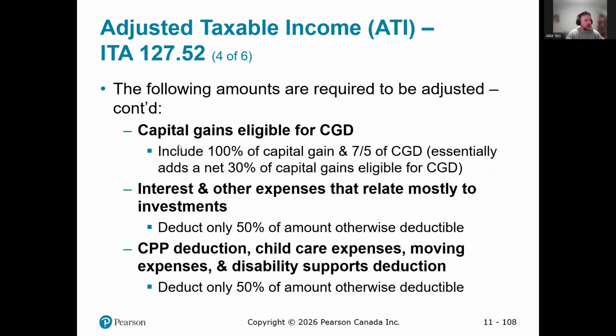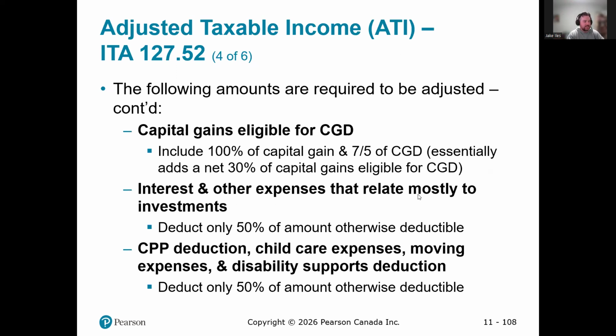The following amounts are required. We adjust capital gains, so we include 100% of the capital gain, and we include 7/5 of the capital gain deduction. So we essentially add a net 30% for capital gain deduction. This allows that, yes, this person has a large capital gain, but if they're claiming a capital gains deduction, then that's reducing the AMT.